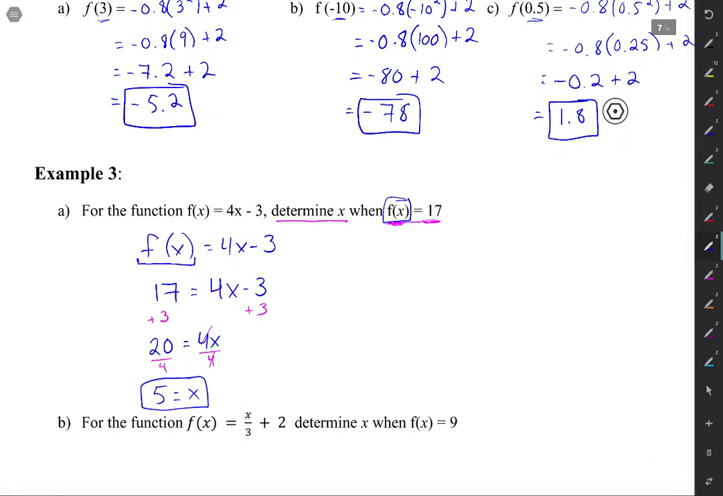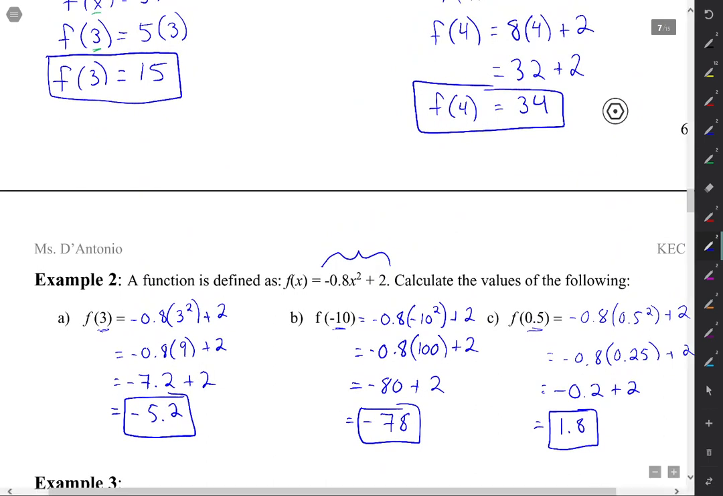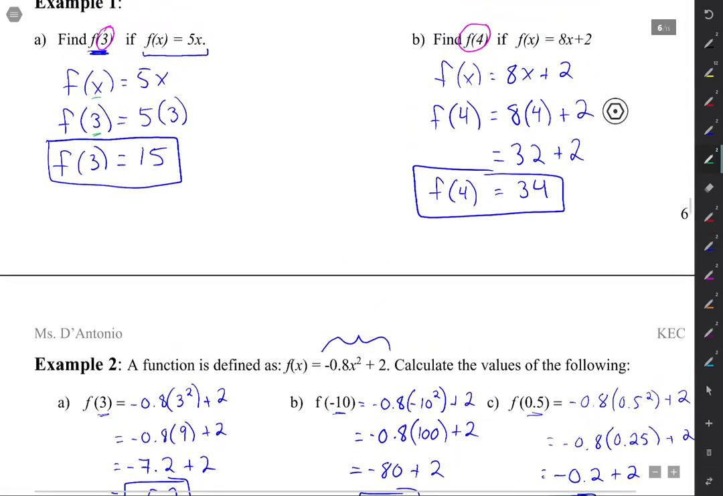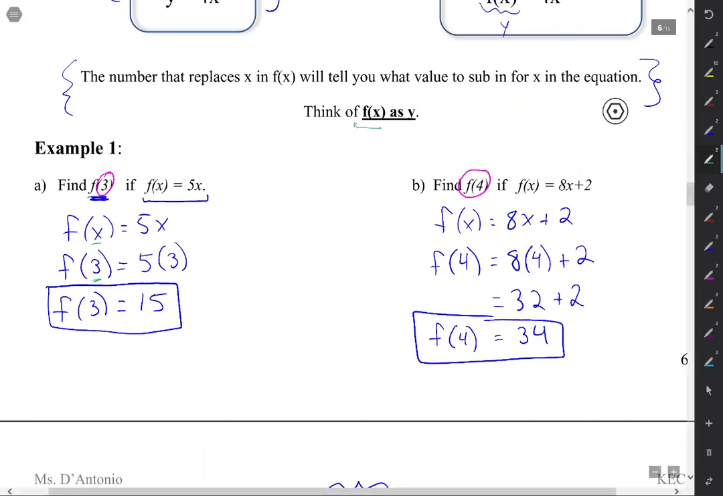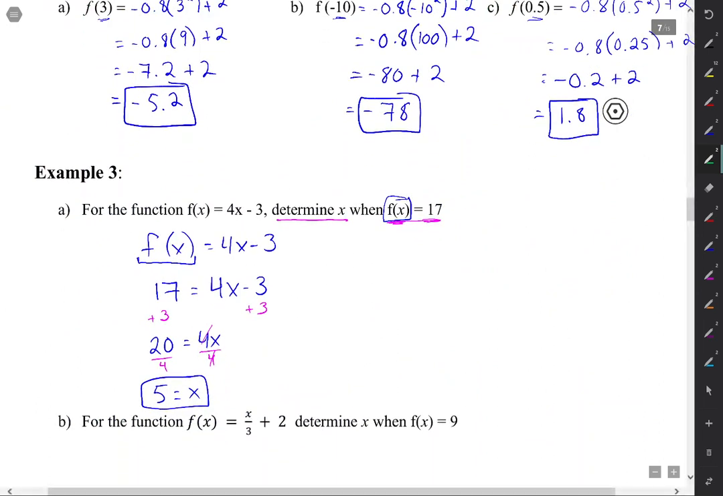So notice how this time, in the final step, we have x is equal to something. We have x is equal to 5. But in these other ones we did, we have f of the number is equal to 15, or f of 4 is equal to 34. So there is a difference in the final answers and how they're written. But I just want to remind you that f of x is seen as y. So when we solved for these questions here, we're technically solving that y is equal to 34, or y is equal to 15. Whereas in this question, we solved x is equal to 5. So one, we're solving for y, and in the other, we're solving for x.